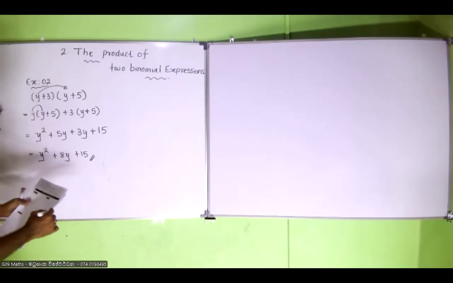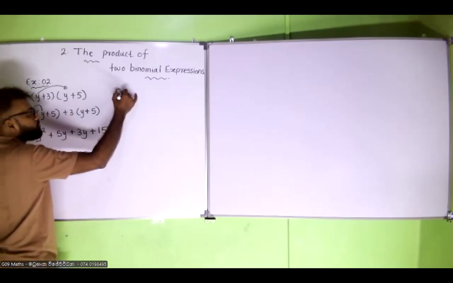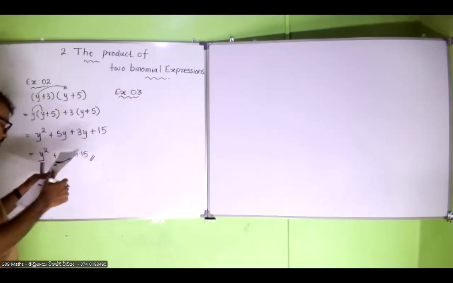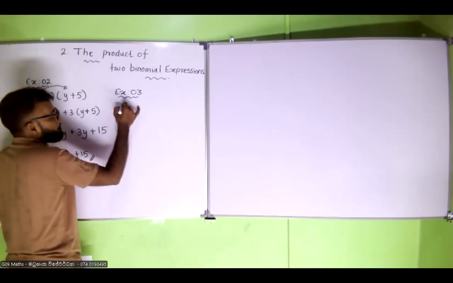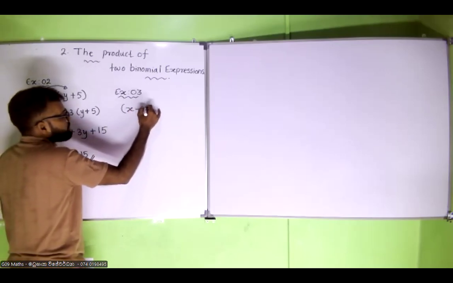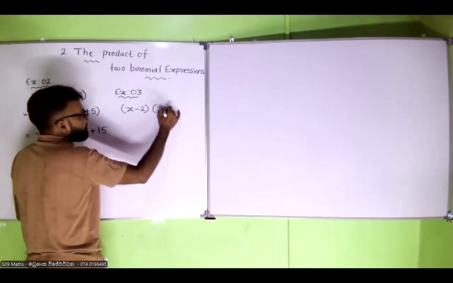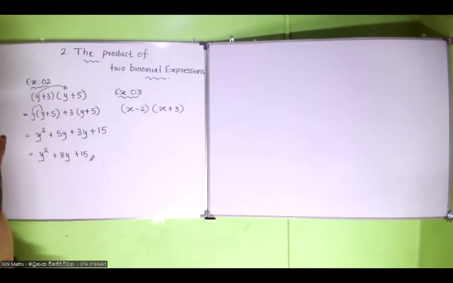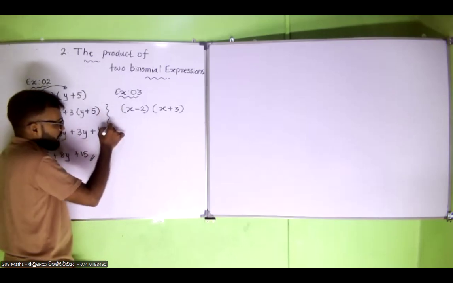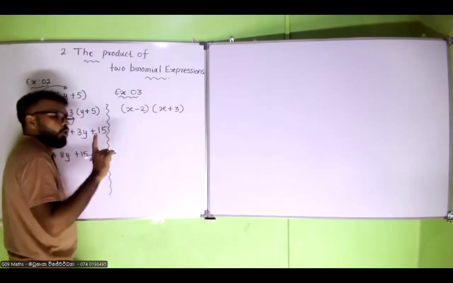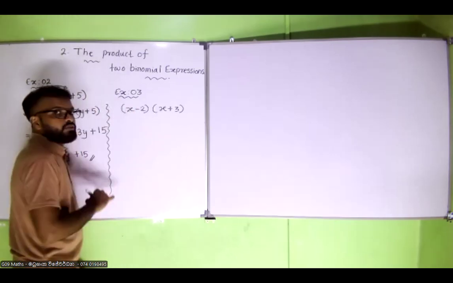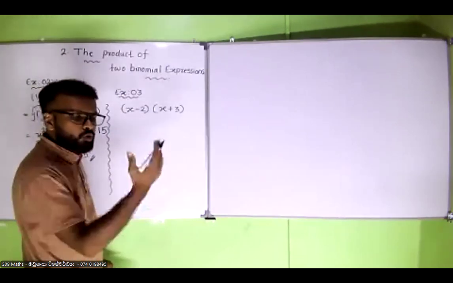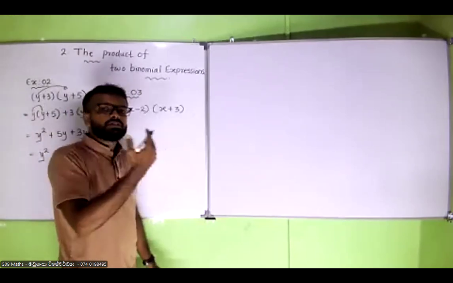Then example number 3. x minus 2, x plus 3. Right? So now you know how to do this one. Same as previous. The only changing thing is this negative sign. Don't care about that. You know how to do the sign conversion. If you know how to do the sign conversion, this is nothing.